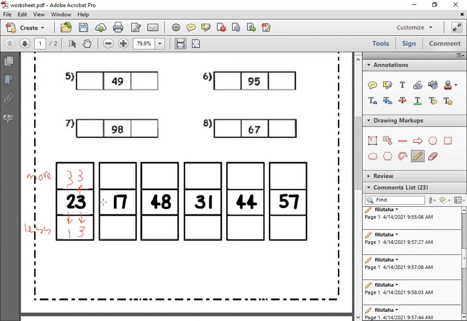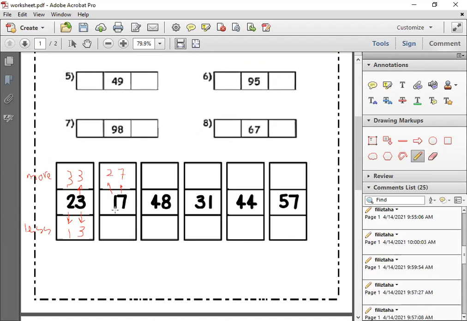Okay, let's try to find the number that is 10 more than 17. I know that I'm going to write the 7. I will not change the 7 because it's the ones. 10 more means I'm going to find the number that comes after 1, which is 2. Okay?